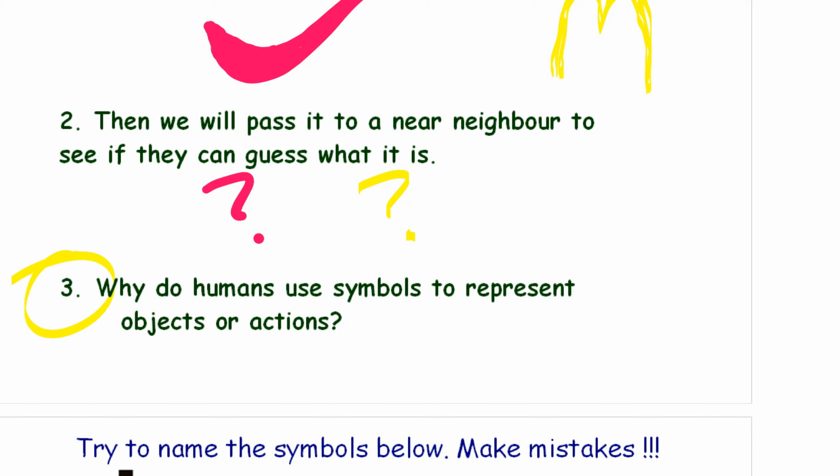Why do humans use symbols to represent objects or actions? Well, number one, it's easy to understand. It can take quite a complicated object or a set of actions and boil it down into a simple symbol. Plus, of course, symbols can be understood whatever language that you speak. So they can be very, very powerful.